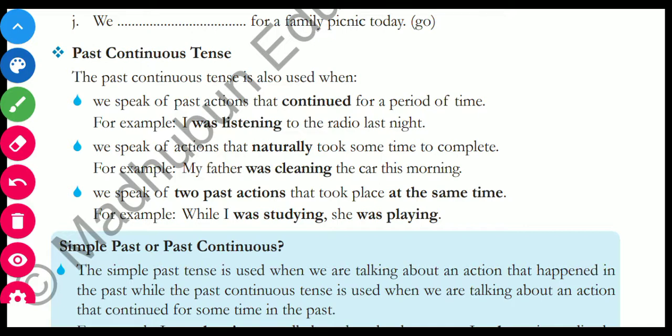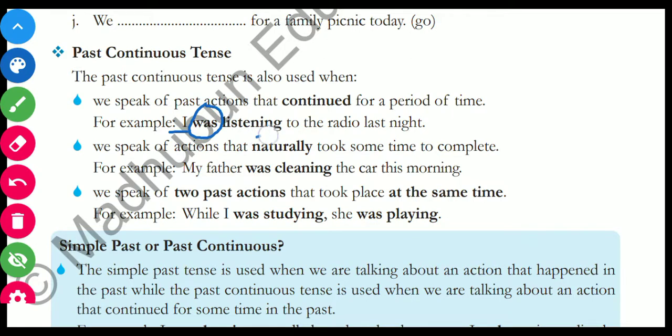Okay, so how? Subject I is your subject, was and were. You know that was is used with singular, so was listening. Listen, verb in its ing form, listening. This is how the rule works. I again tell you, what is the rule? Subject plus was or were with verb in its ing form.